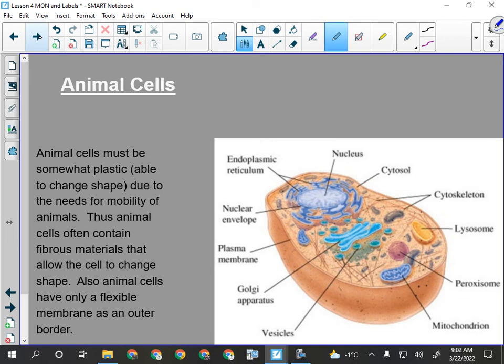I mean, yeah, you don't have to chase grass, but you still have to move around because you eat all the grass in one place. You have to go somewhere else. So animals, regardless of whether they're carnivorous, herbivorous, or omnivorous, must move around, so their cells need to be flexible.